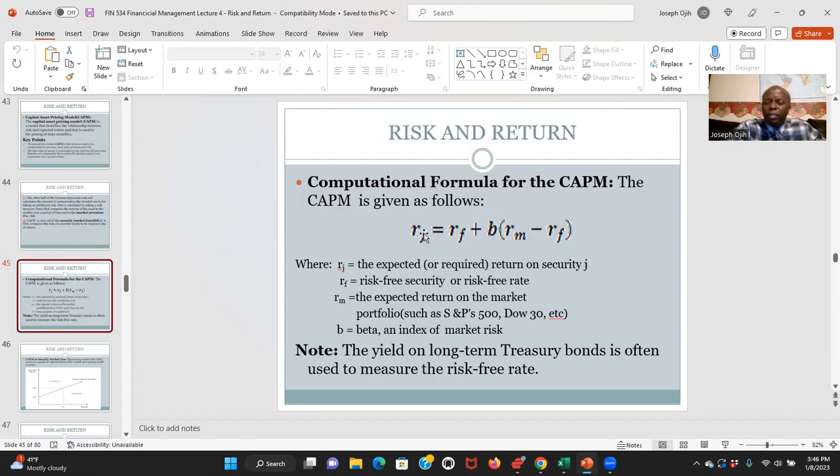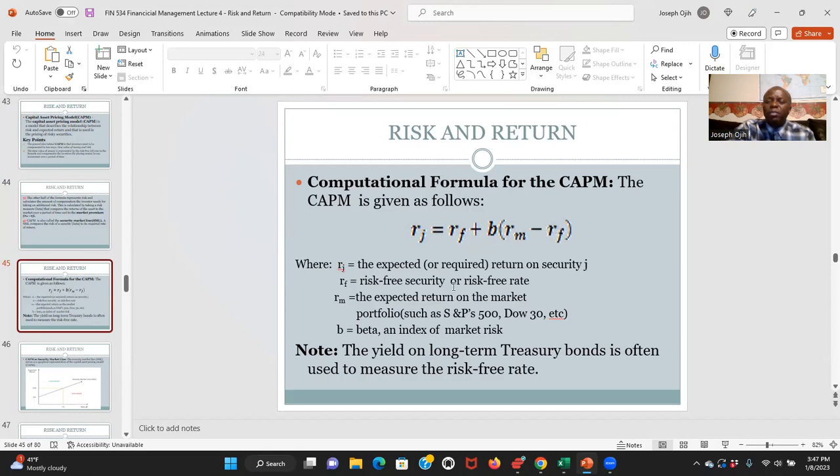The formula goes like this. The expected return, or the required rate of return of that security. When I say security, of course, I mean stocks. So the expected required rate of return of that security, RJ, equals RF, the risk-free rate, plus beta, which is the market's risk, then in parentheses, we have market return minus risk-free rate.